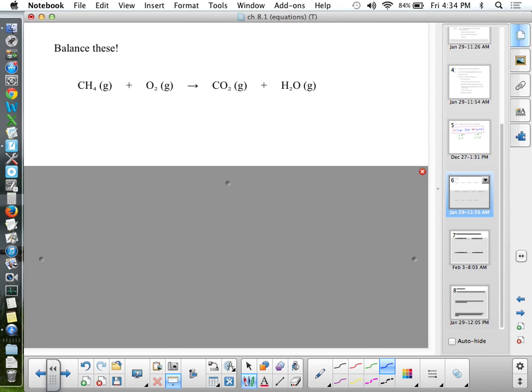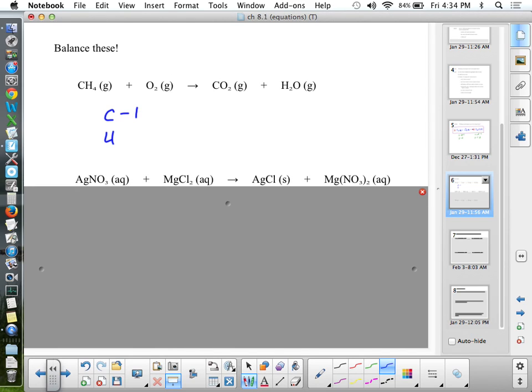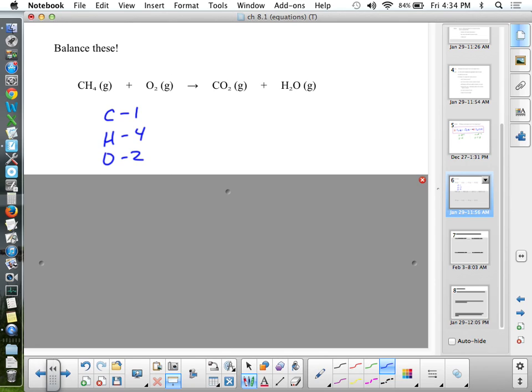I'll begin by doing my atom inventory. I've got 1 atom of carbon, 4 atoms of hydrogen, and 2 atoms of oxygen. On the product side, I've got 1 atom of carbon, 2 atoms of hydrogen, and 3 atoms of oxygen. Make sure you pay attention and count the atoms in each formula. Carbon is balanced, but hydrogen and oxygen aren't. I'm going to save O2 for last because it's a pure element.